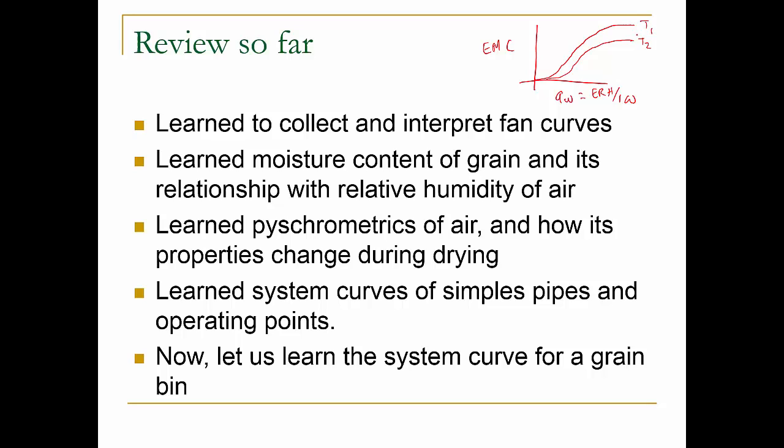We also spent quite a decent amount of time looking at the psychrometrics of air, the psychrometric chart, and how the properties change when the air moves through the drying bin. It follows the constant enthalpy line or the wet bulb line. And we learned the system curves of a simple piping system and operating points. So now to connect all the pieces, we are going to learn the system curve for a grain bin. Once we know that, we can determine how long you need to operate a fan to dry the grain from a given moisture to the safe moisture content. So we can determine that.